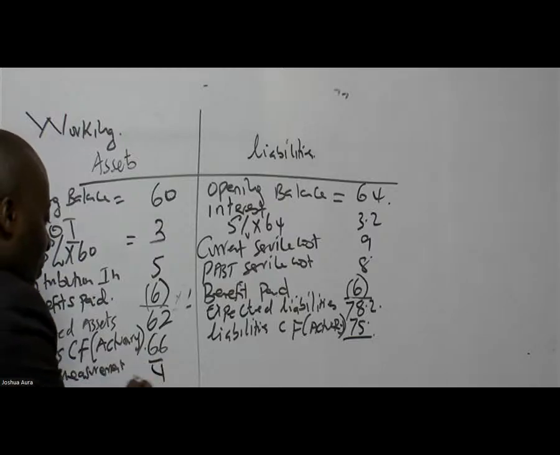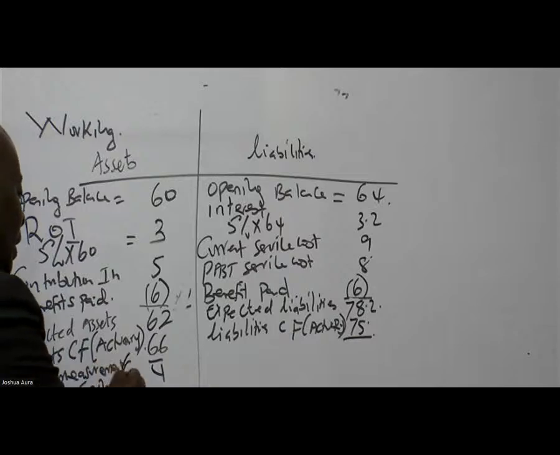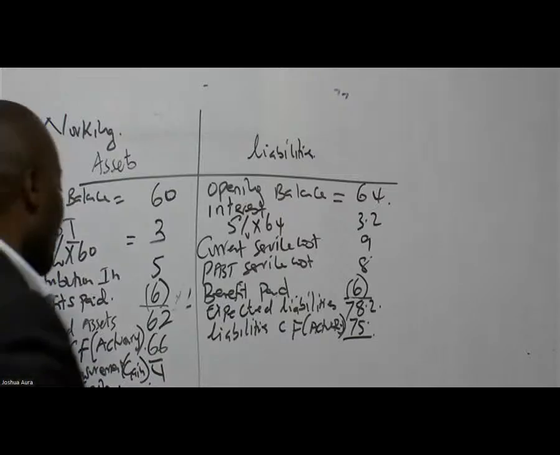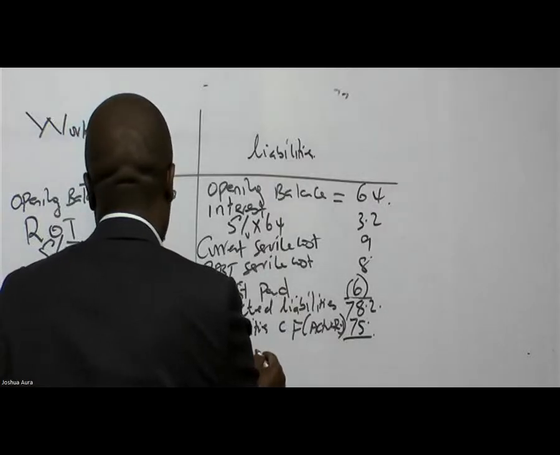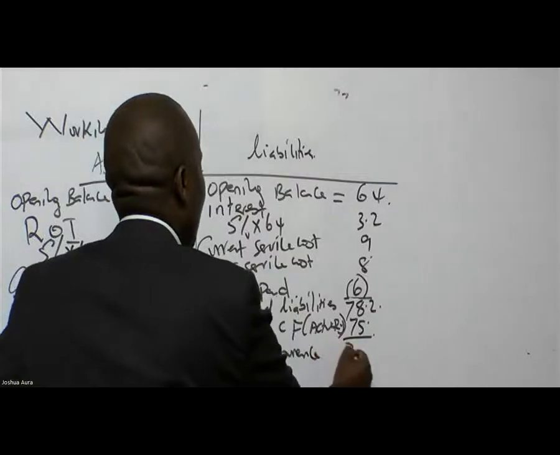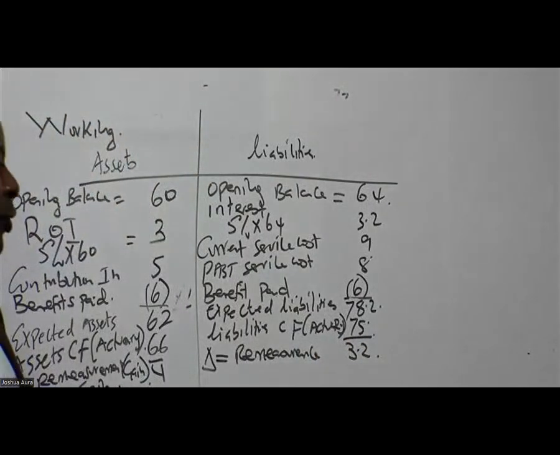So this remeasurement is a gain to the pension plan. Please write there, this change, remeasurement is a gain. How about this other one here, the change in this case here, the remeasurement? Somebody is giving me a figure of 3.2.